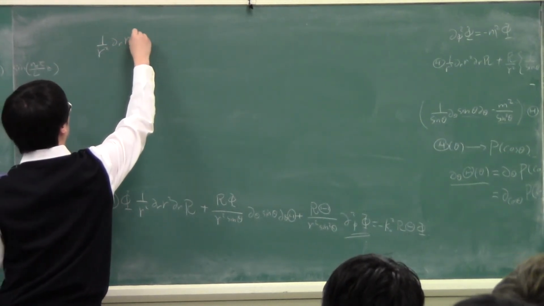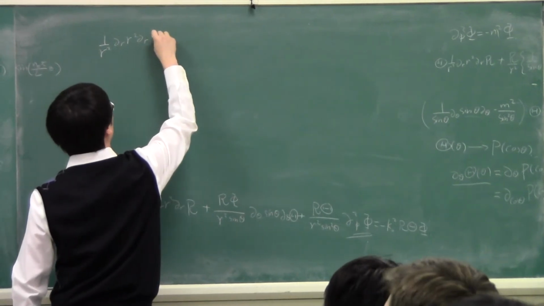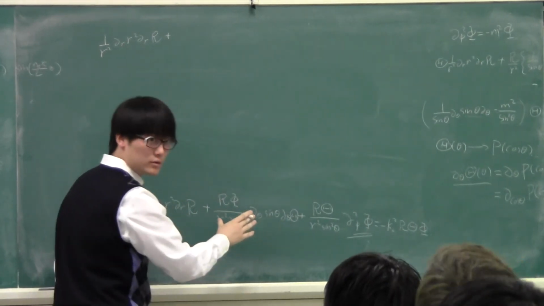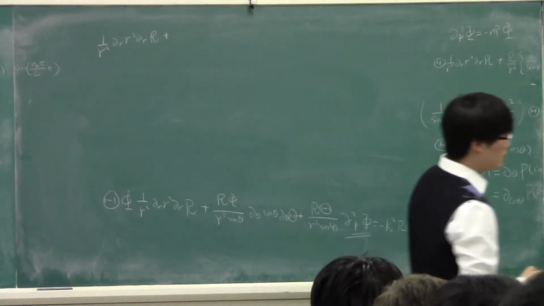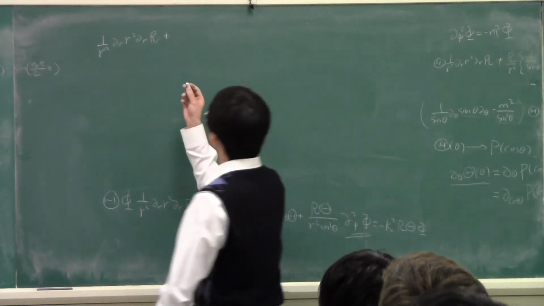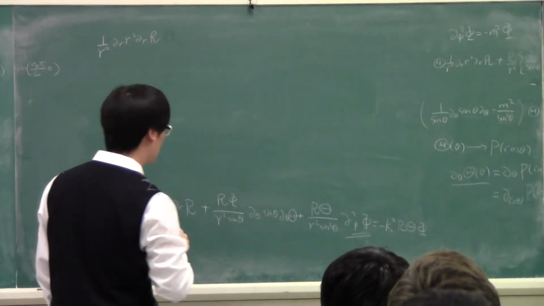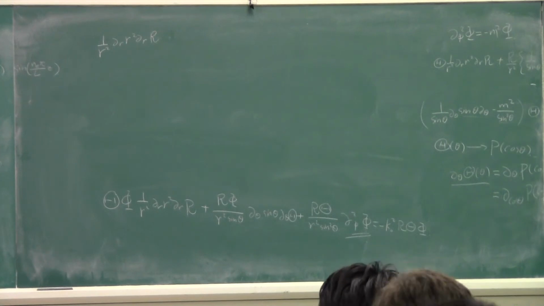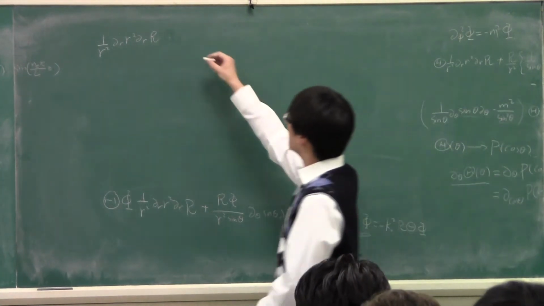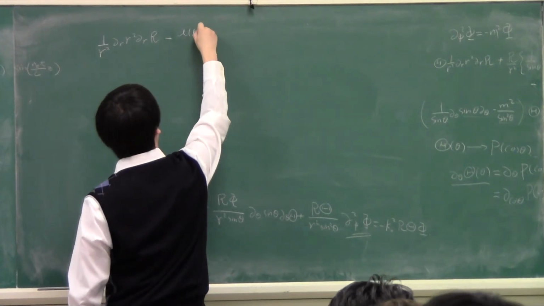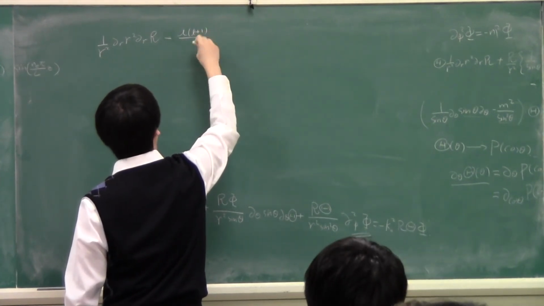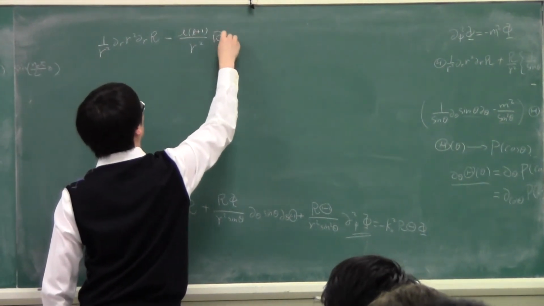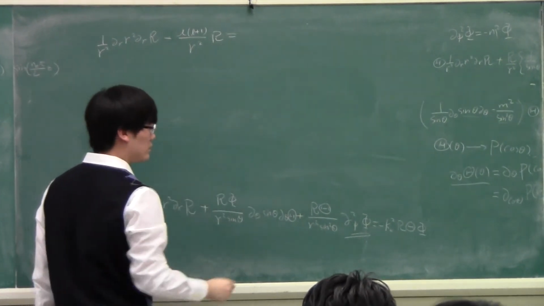1 over r squared. Okay, this whole mass over here turns into what? l plus 1. Should be a minus 1. Sorry, the definition was wrong. Should be a minus sign here. So this minus the l times l plus 1, and then this will be divided by r squared, is equal to.